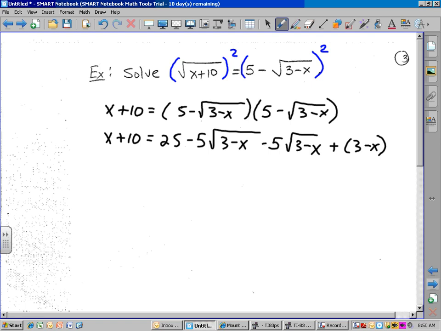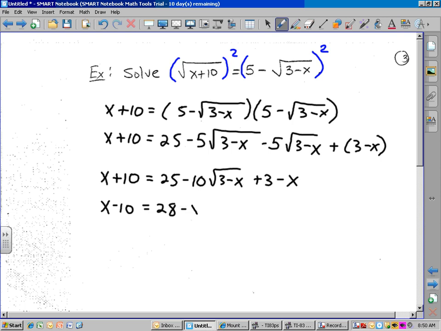Okay, so let's clean this up. x plus 10 equals 25 minus 10 square root of 3 minus x plus 3 minus x. So x minus 10 equals 28. Let's put the minus x up front here, minus 10 square root of 3 minus x. Okay, so we've combined all like terms.